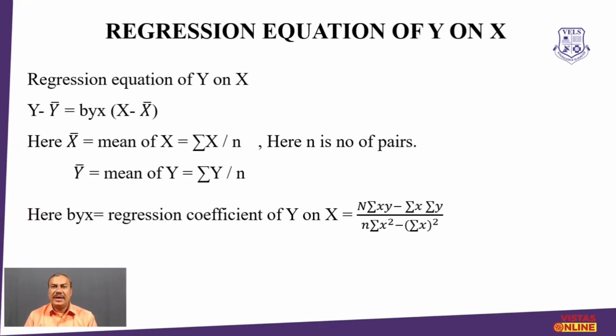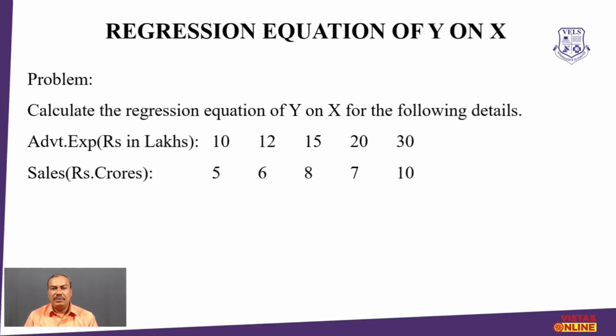And byx, the regression coefficient of y on x, the formula is n into summation xy minus summation x into summation y, whole divided by, in the denominator, n into summation x square minus summation x the whole square. This is the regression equation of y on x. Now we are going to construct the regression equation of y on x with a numerical example. So here we consider one numerical problem. Calculate the regression equation of y on x for the following details.